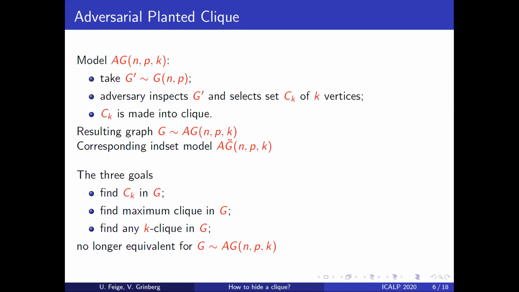In the adversarial model, it is no longer true that the planted clique is a clique of maximum size in G. Moreover, the k-clique C_k may be indistinguishable from some other cliques of size k. So, the three goals of finding C_k, finding a max clique in G, and finding any k-clique in G are no longer equivalent in the adversarial planted setting.